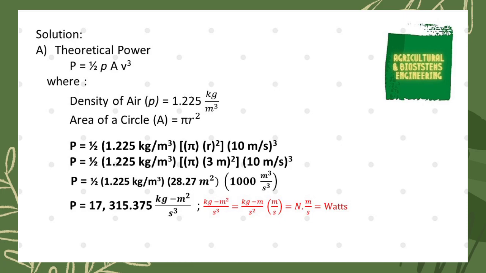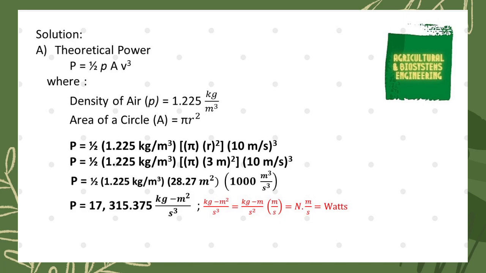So first that we are going to solve here is our theoretical power. In solving theoretical power, we always assume that our power coefficient is 1 or 100%. So we just use the formula. Wind power is equal to 1/2 times the density of air times the area and the cube of the velocity. And we know that the density of air is equal to 1.225 kilogram per cubic meter. And the area for a circle is pi r squared. So since we already have the given values for this, we just use direct substitution.